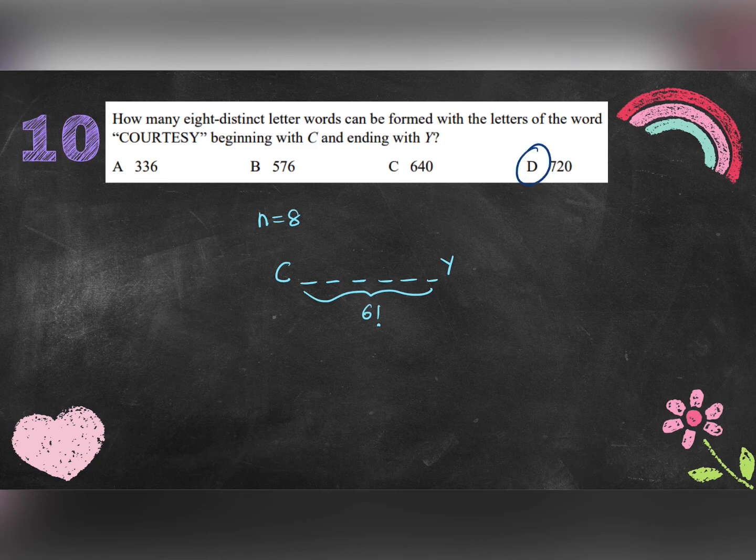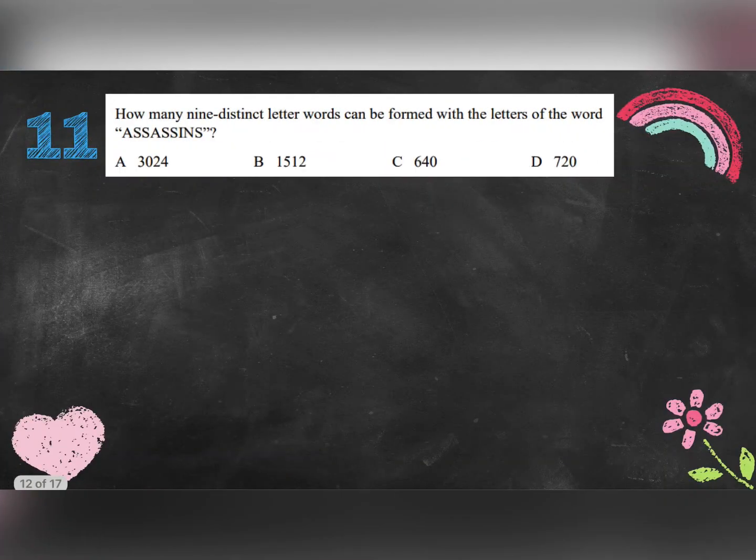Okay. Move to question number 11. How many 9 distinct letter words can be formed from the letters of the word assassin? Okay. Assassin ni kita ada berapa huruf? 1, 2, 3, 4, 5, 6, 7, 8, 9. Okay. So N memang 9.